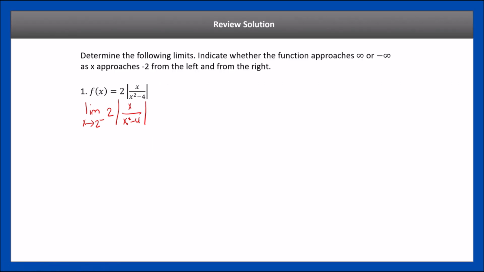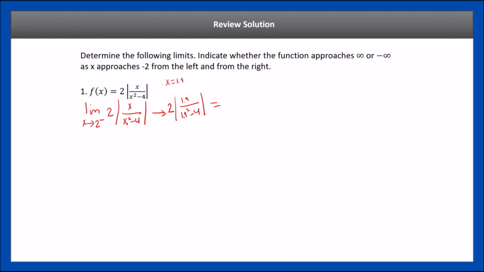So let's plug in x equals 1.9. So we get 2 times the absolute value of 1.9 over 1.9 squared minus 4. Really, it doesn't matter what this number is, because all we want to know is whether it's positive infinity or negative infinity. So we only want to know if it's a positive number or a negative number, right? And I forgot there's a 2 in front right there.